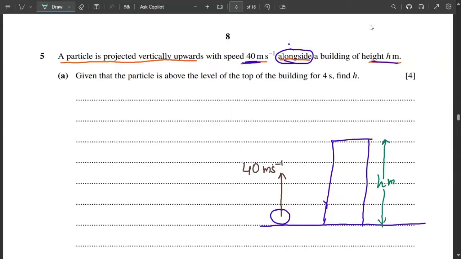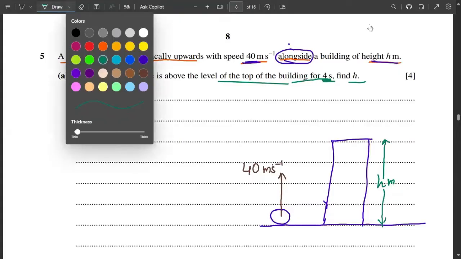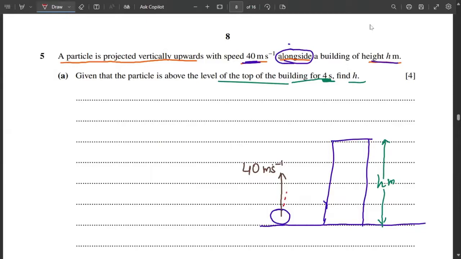Okay, now we'll go ahead. Given that the particle is above the top of the building for 4 seconds, find h. So that means the particle is going up, going up, going up. It will reach its maximum point and then it will come down and reach here.